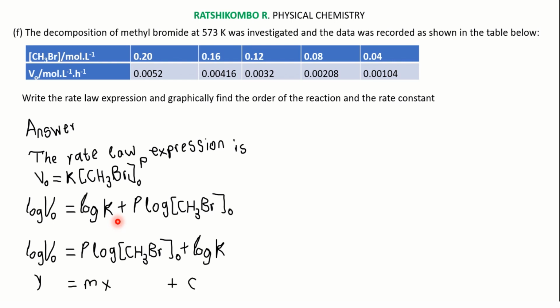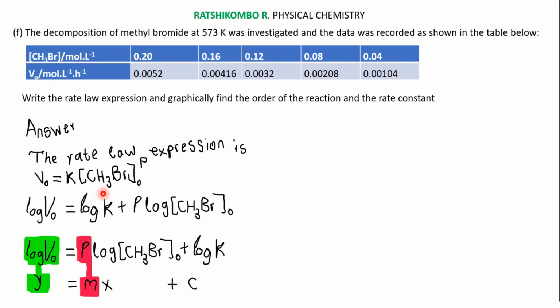So this equation is now more like y equals mx plus c, whereby we know that this is a straight line equation. This simply means that log V0 is going to occupy the y-axis. The gradient or slope of the straight line is going to be exactly equal to P. So if we calculate and find our slope as, let's say, 3, this simply means that P is going to be 3. In other words, the slope is exactly the same as P, and we know that P from this rate law expression is the order of the reaction.